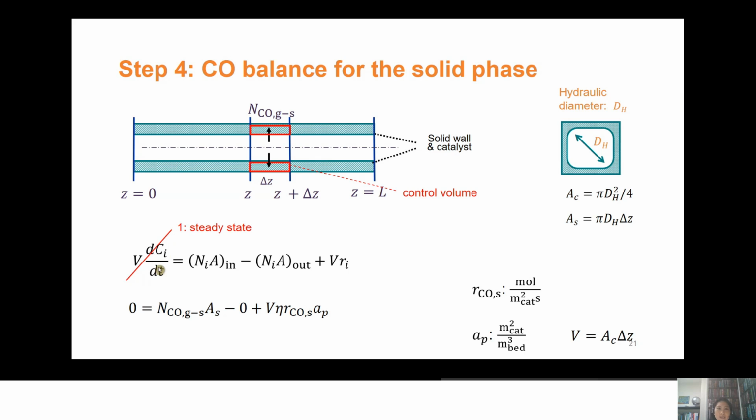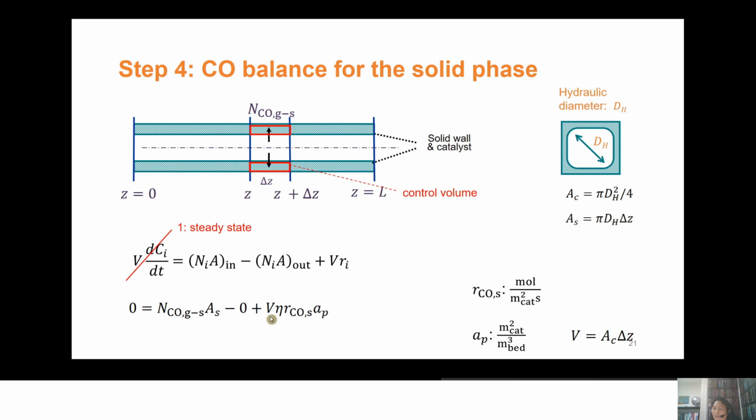Now we have to be careful with the units of the reaction rate. We have a generation term here in the solid phase. We take the reaction rates as defined at the surface concentration. I told you to remember this one, RCOS, which is in mole per square meter of catalyst surface per second. So this is at the surface concentration.